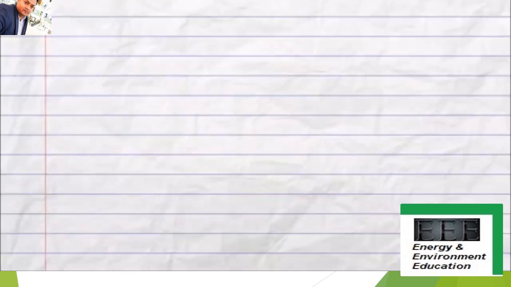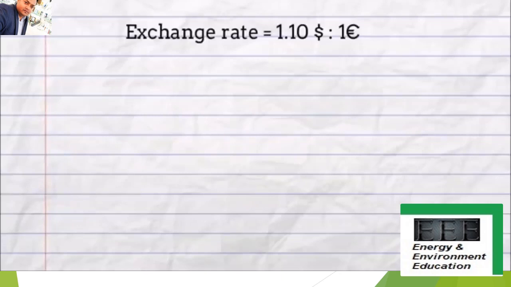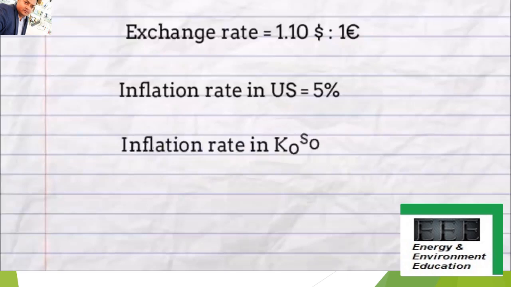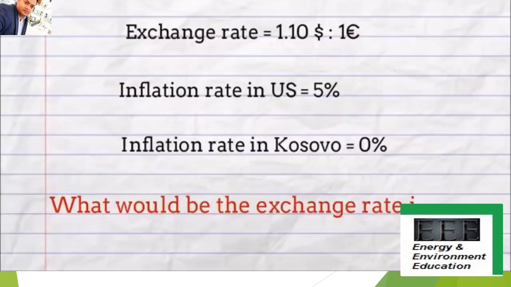Let's say that the current exchange rate is $1.10 per euro. Now, suppose that the inflation rate in the US is predicted to be 5% in the upcoming year, while in Kosovo we predict 0% inflation rate. What would be the exchange rate in the upcoming year?